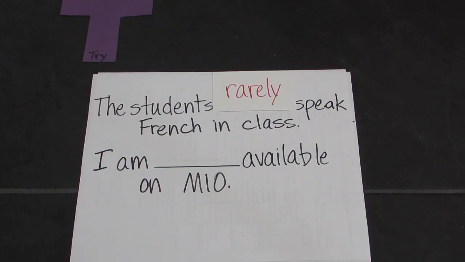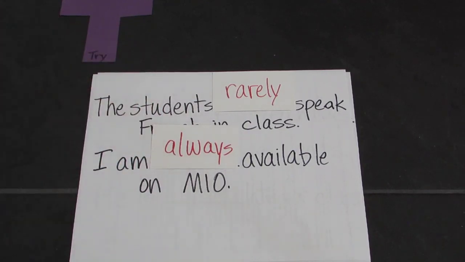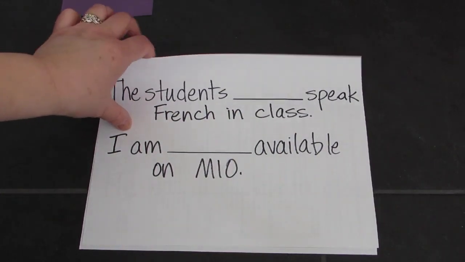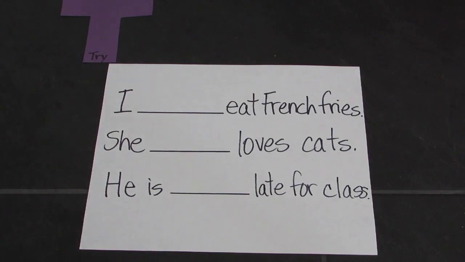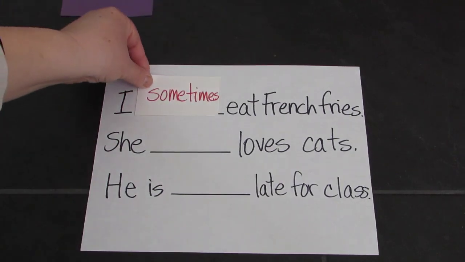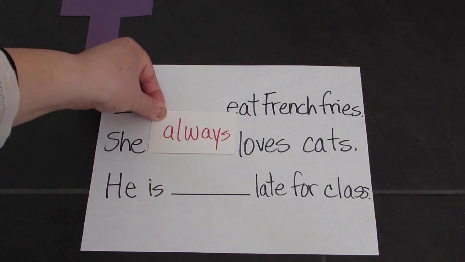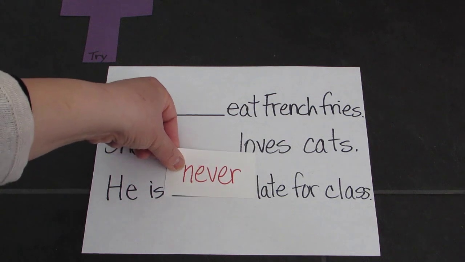Okay, I am available on Mio. How frequent am I available on Mio? I would say I'm always available on Mio. So then they would have to put the correct word in the sentence. So that's the try method. And then I would just go on. Eat French fries. I sometimes eat French fries. She always loves cats. And he is, let's say, never late for class.